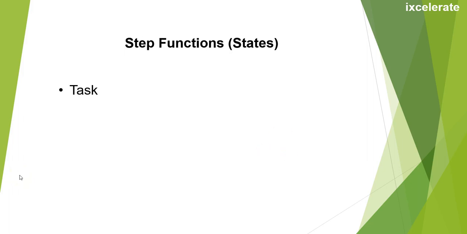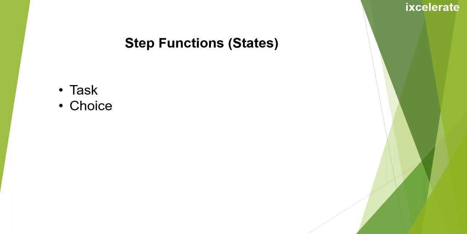Task state is basically used to perform some work inside the step function or inside the workflow. For example, if you're doing some calculations, you'd probably use a task state. You can call a lambda inside a task state, and that lambda will in turn perform some calculations or do some tasks. So task state is basically wherein you're trying to call a process or perform some task.